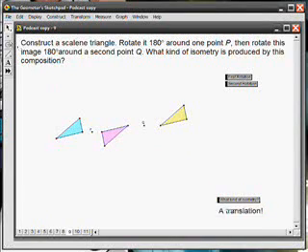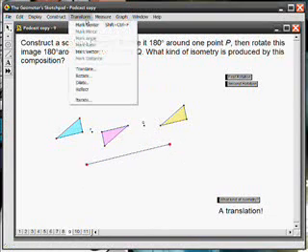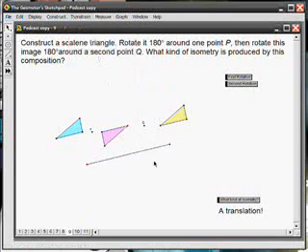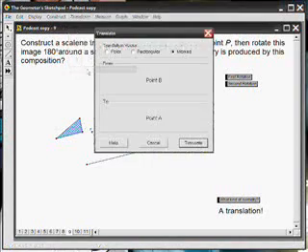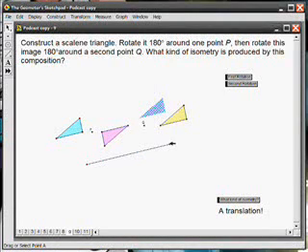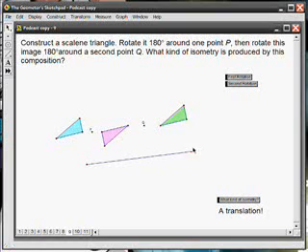And again, we can test this by creating a vector. We want to mark it, and then we can select our triangle and translate. And all we need to do is just try to get the two triangles to match. Pretty close. So as you can see, rotating 180 twice around two different points is the same as translating this triangle along this vector right here.